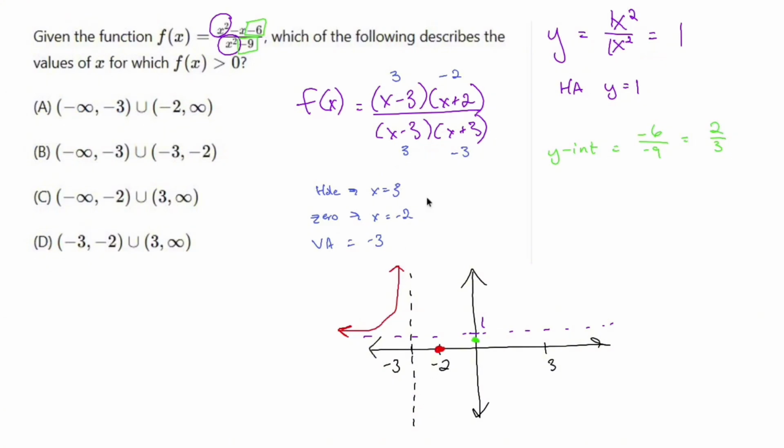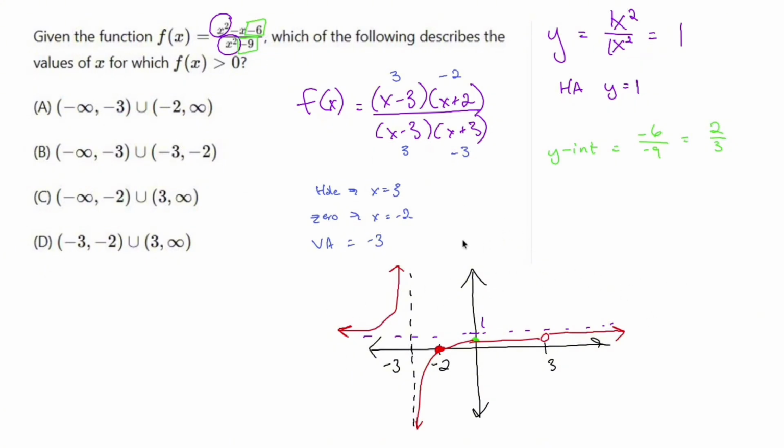Then, since there's no multiplicity ruining things at -3, I'm going to reappear down there. And I'm going to come up and go through -2, because it's a 0, through that y-intercept of 2/3, and level out here while hitting a hole at 3 right there. So that's going to be what my picture looks like.